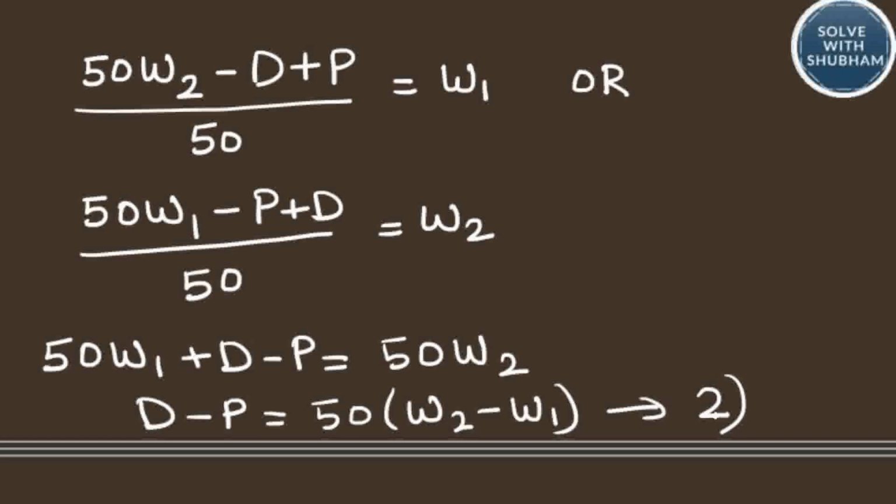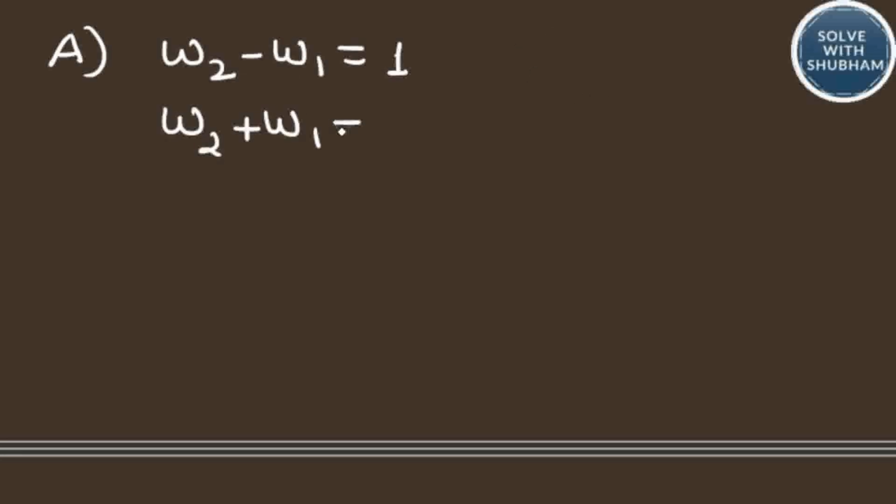Based on the question, we have formed two equations, and we have four variables: D, P, W2, W1. Now let's have a look at statement A. It says W2 minus W1 is 1. So here W2 minus W1 is 1. You know W2 plus W1 is 90, and you also know that D minus P is 50 times W2 minus W1.